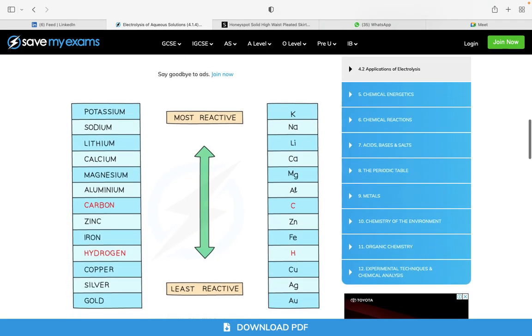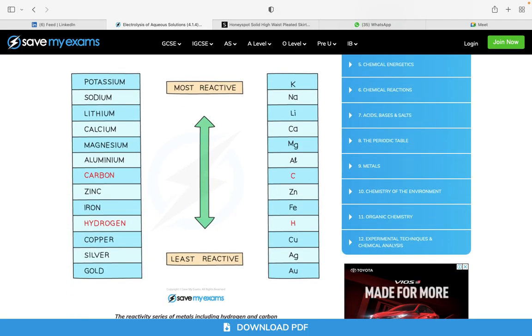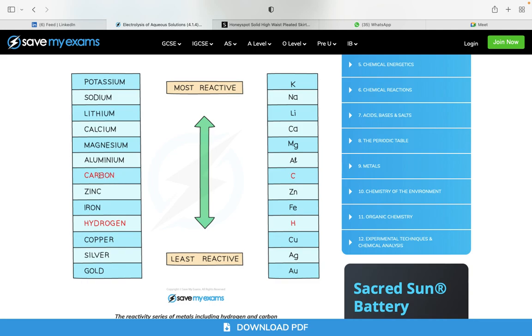Is that okay? So here is the reactivity series. This one you need to comprehend. You need to have this in your notes. The most reactive metal is potassium, followed by sodium, lithium, calcium, magnesium, aluminum. Then there is carbon. Although carbon is not a metal, that's why it's written in red, it joins in this regard. Then there is zinc. After zinc is iron.